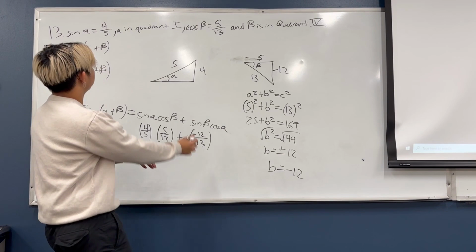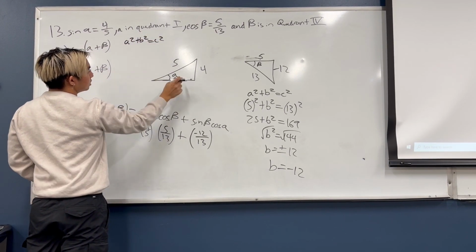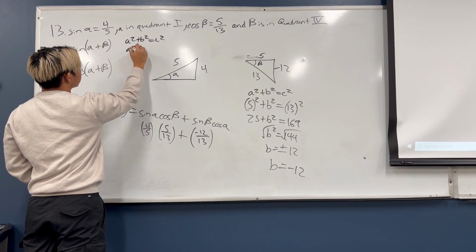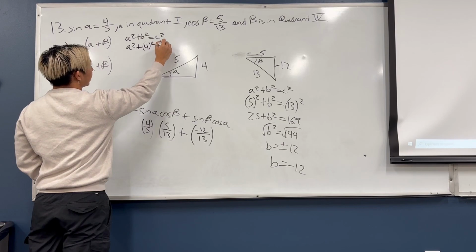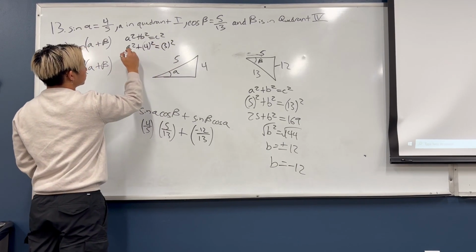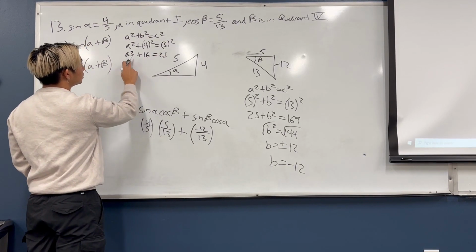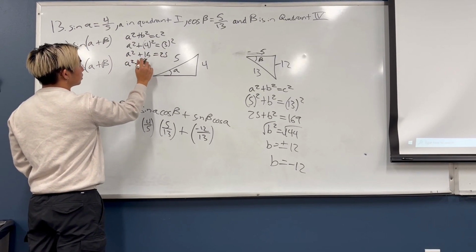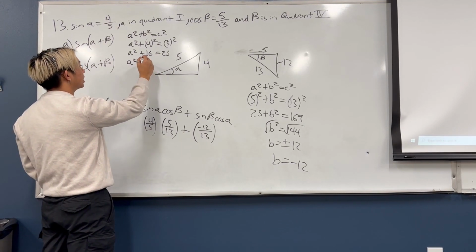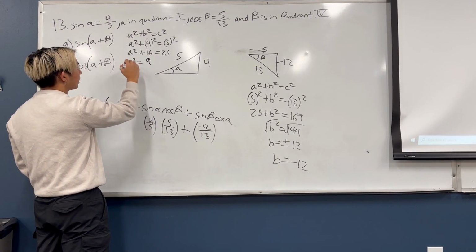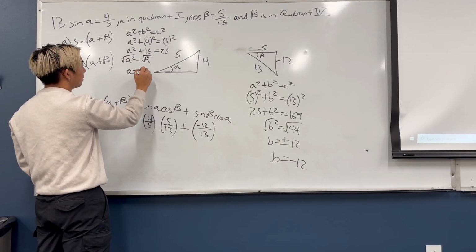So I'm going to do it here. a squared plus b squared equals c squared. I'm missing a, so I'm going to do a squared plus 4 squared equals 5 squared. So this becomes a squared plus 16 equals 25. So a squared is equal to 25 minus 16. So I think that's 9, right? Again, I'm going to square root this. This becomes a equals plus or minus 3.